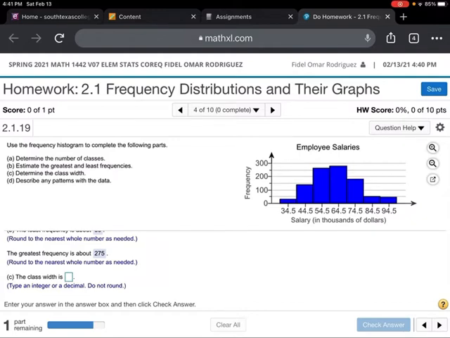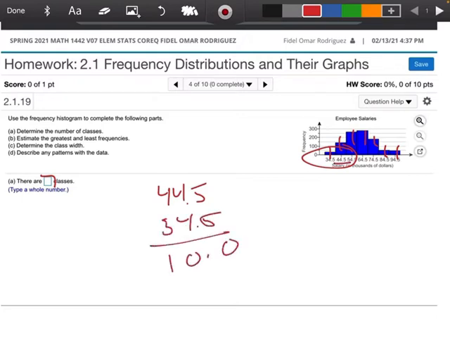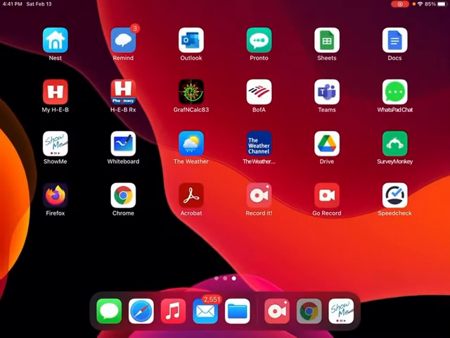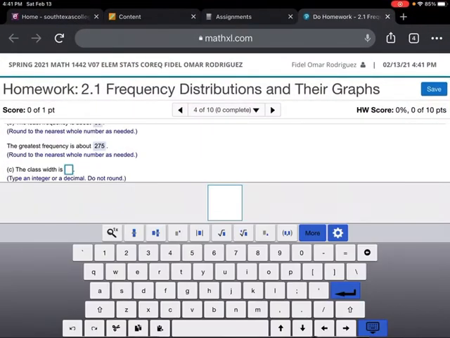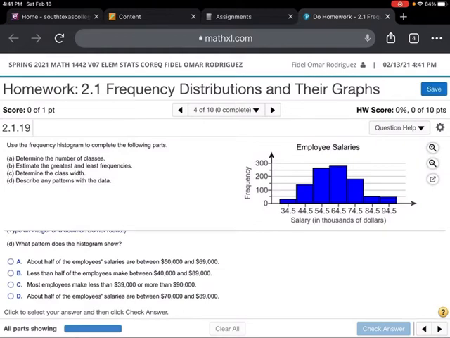The class width. All right, so when I'm going to find the class width, what I'm going to do here is, let me compare that I have over here. Okay, what I'm going to do is I'm going to subtract the midpoints, okay? So I'm going to take 44.5, that's this one right here, and I'm going to subtract 34.5, and I'm coming up with 10, okay? So I'm going to come back over here again, and I'm going to type in 10, and good.